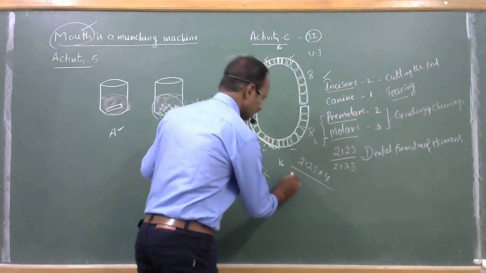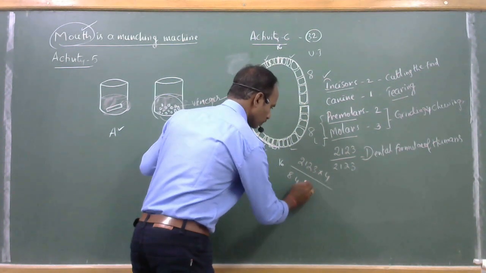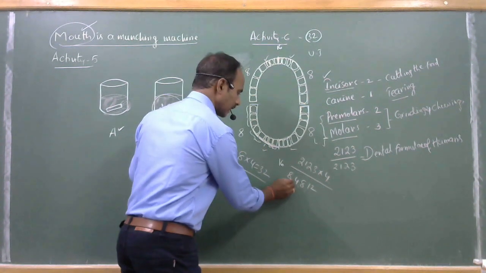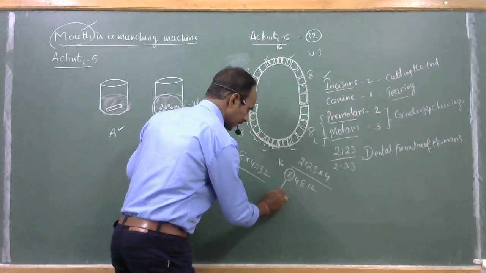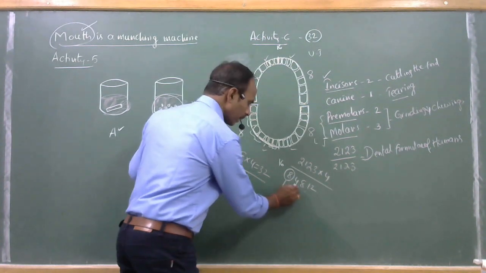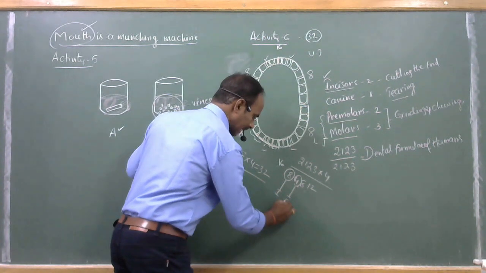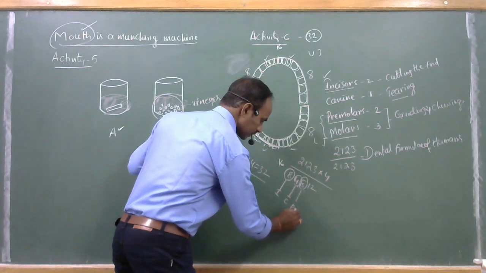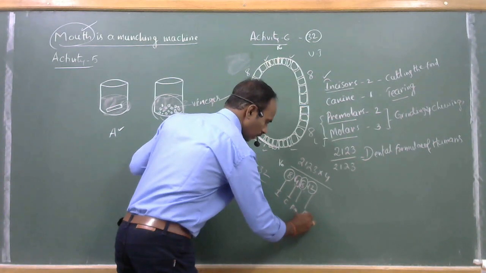4 2s are 8. 4 1s are 4. 4 2s are 8. 4 3s are 12. You can keep it like this. The first 8 teeth are called incisors. The next 4 teeth are called canines. The next 8 teeth are called premolars. The last 12 teeth are called molars.